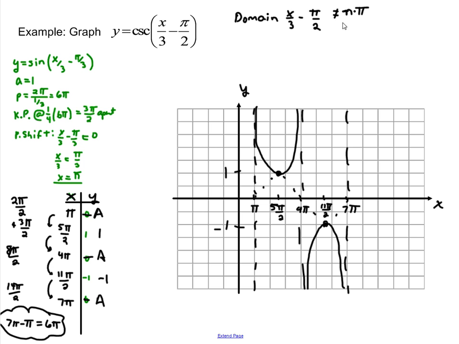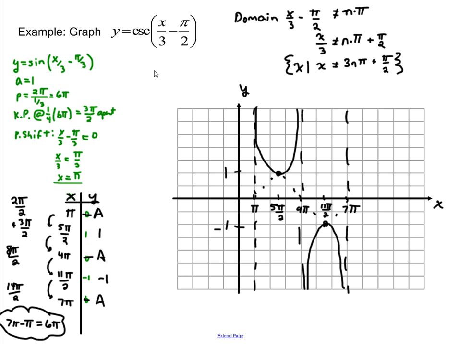So by our rules of algebra right here, we add our constant over. So we're going to have x over 3 not equal to n times pi plus pi over 2. Then we multiply both sides of our inequality by 3, and we get x will not equal 3n times pi plus pi over 2. And so our domain is going to be the set of all values of x such that x is not equal to 3n pi plus pi over 2.